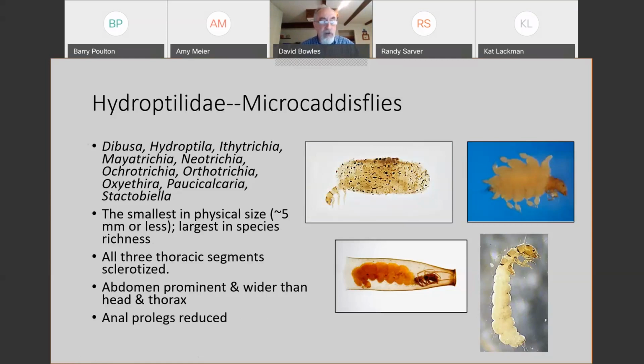They have 3 very distinct thoracic sclerotized segments. In the others, pretty much the pronotum was the only thing sclerotized. But in these, you see 3 sclerotized plates, one on each thoracic segment. If you look at the photograph in the upper right, that is a genus called Ithytrichia, and it looks like it's been run over by a car, and that's not what happened. That's actually how they look.